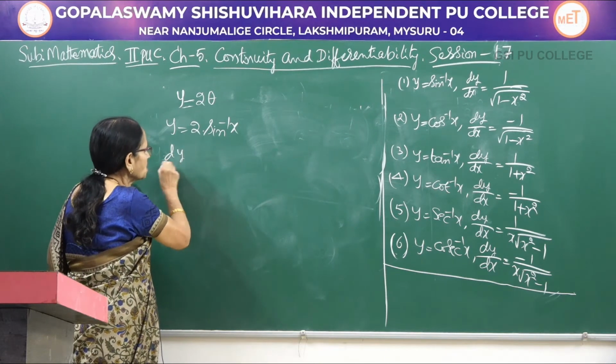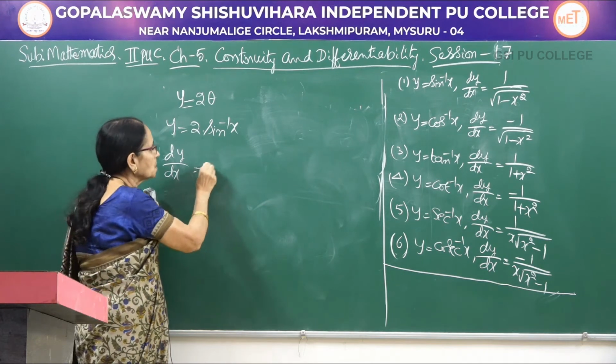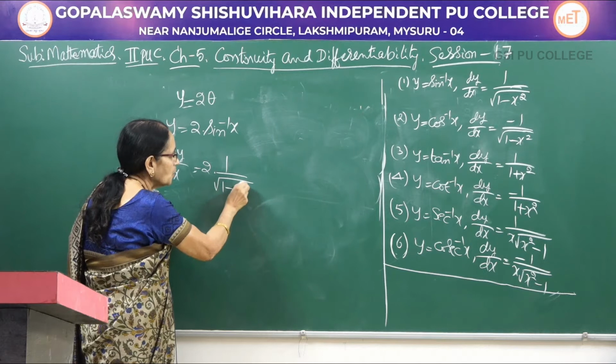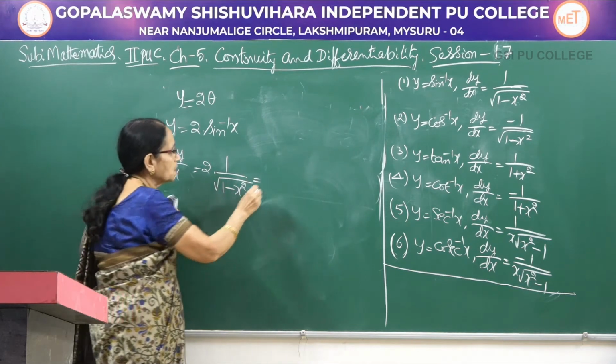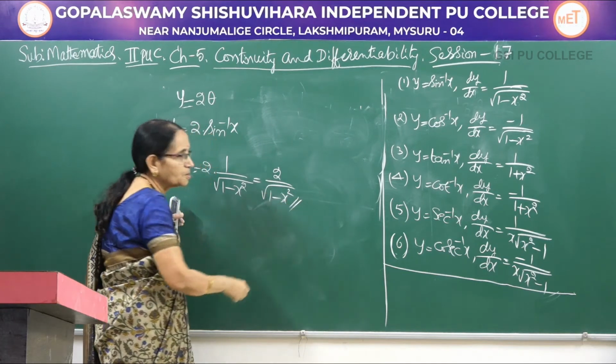Therefore, now you write dy by dx. Till then it is a function only we are considering. So it is 2 into 1 over root of 1 minus x square. Therefore, it becomes 2 divided by root of 1 minus x square.